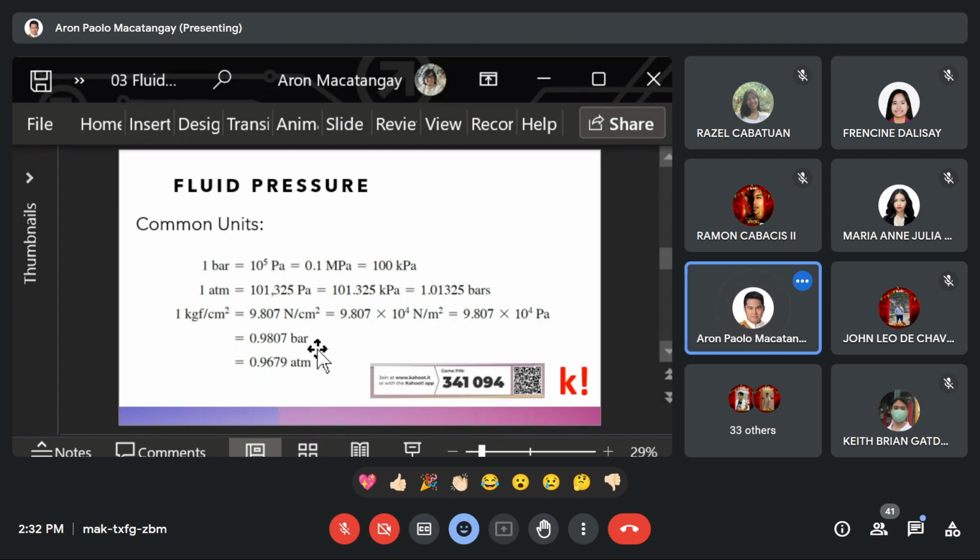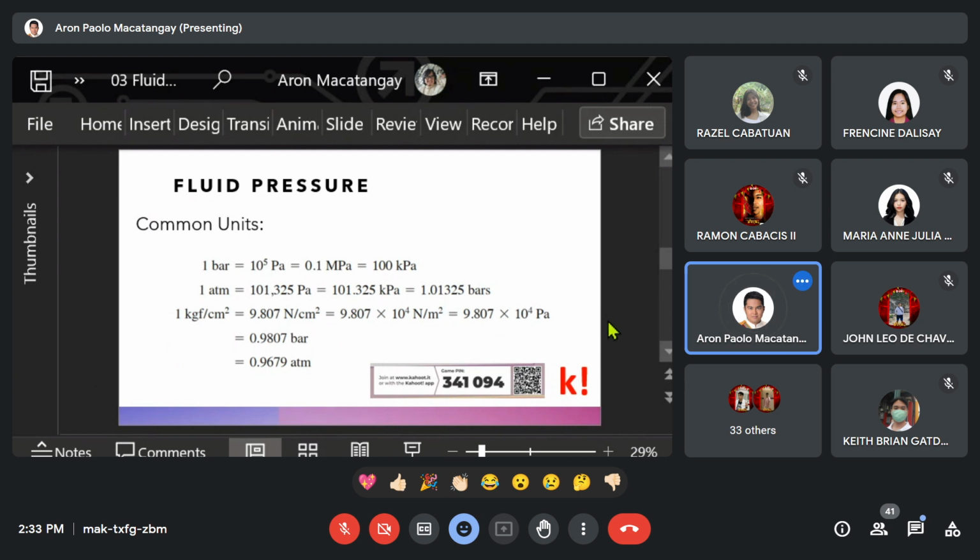I hope you will be familiar with this because not every problem will give you the conversion. So it would be helpful if you memorize them. And to memorize them easily, you really have to solve problems. When you solve problems, you always use atmospheric pressure, so it gets memorized in the process. Okay, I hope everyone is ready with their Kahoot again and solving.